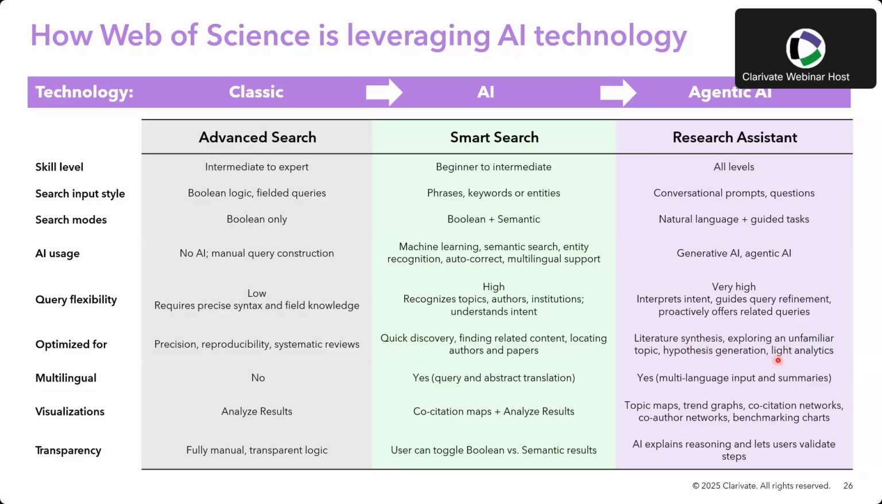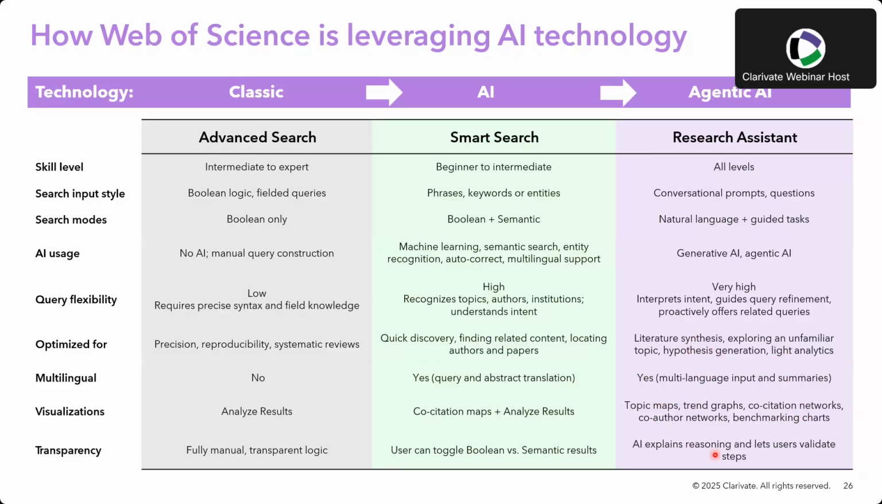You have some analytics, but relatively light. Visualization, you have much more. Topic maps, trend graphs, co-citation networks, co-author network, and benchmarking charts. Also multilingual as a smart search, multilanguage input, and summaries.